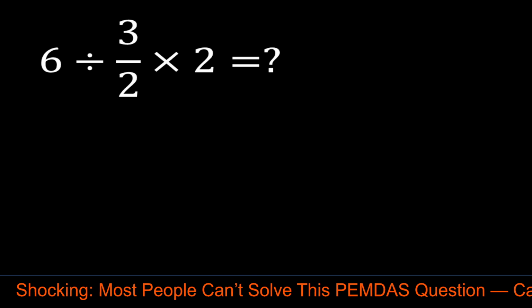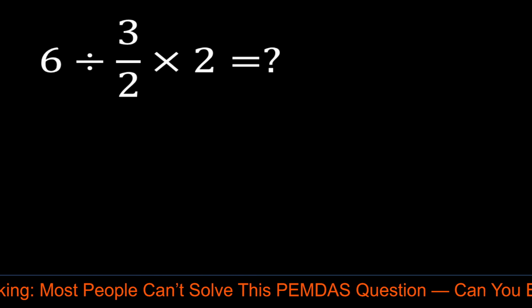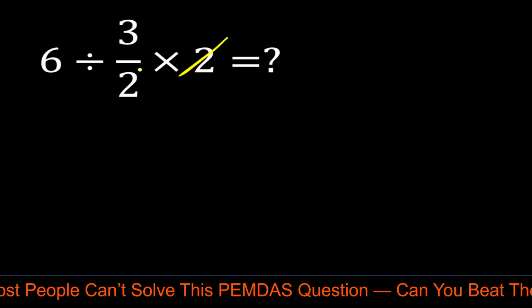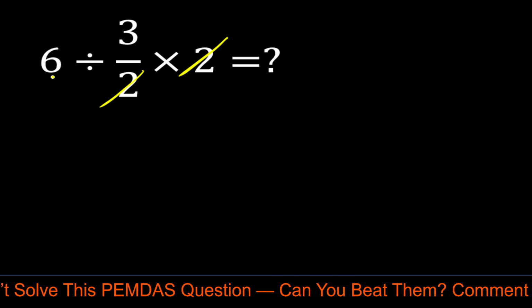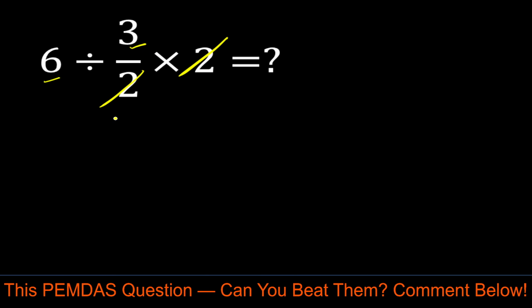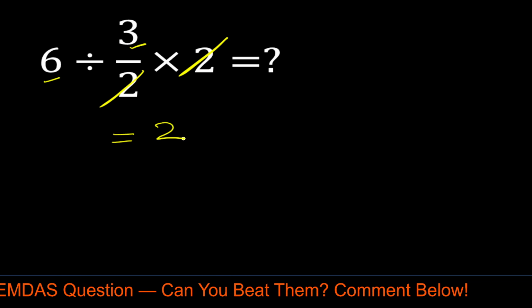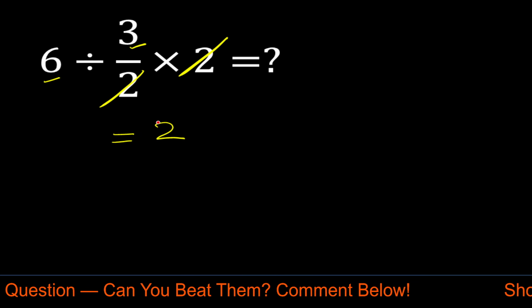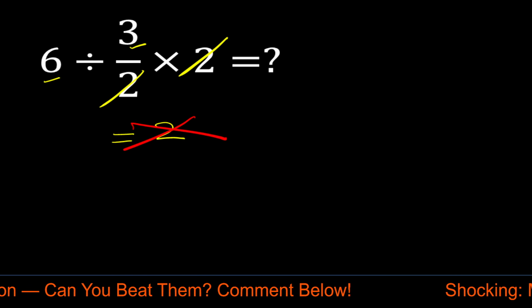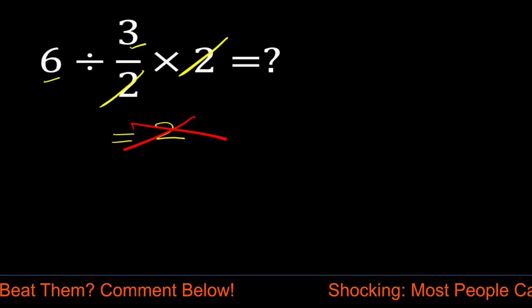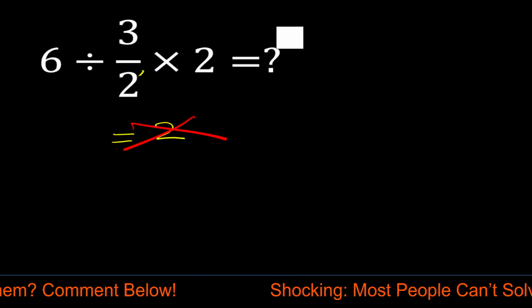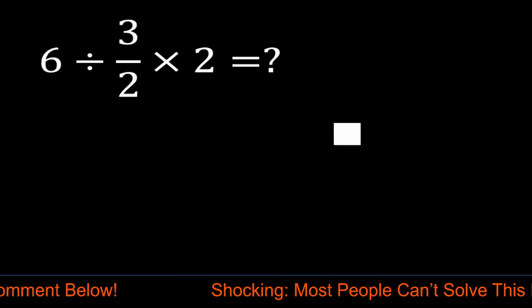So most people solve this question like cancel this 2 by 2, right? So now 6 divided by 3. So 6 divided by 3 is equal to 2, right? But this answer is not correct. This answer is completely wrong. So now let's solve this problem correctly by using the PEMDAS rule, right?